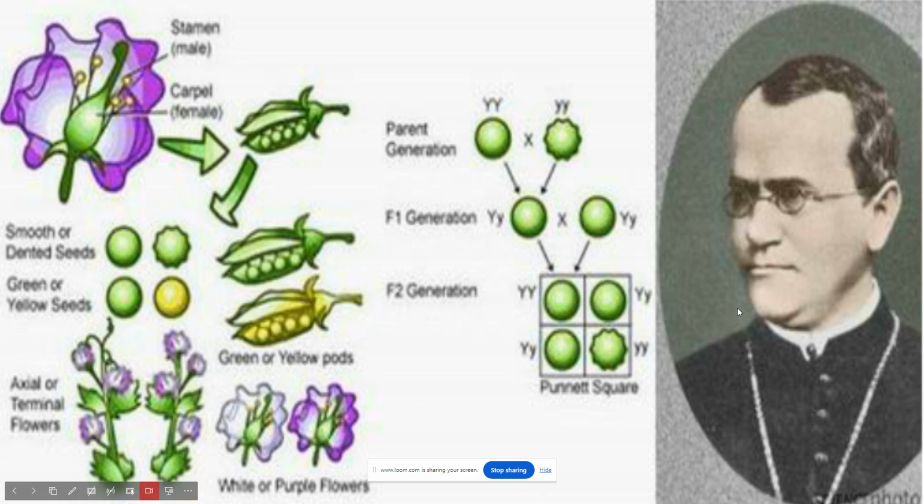The homologous chromosomes end up with one carrying a dominant P and the other carrying a recessive p. And then they're divided into distinct cells in the meiosis 1 anaphase.